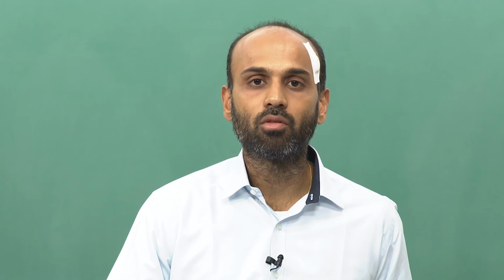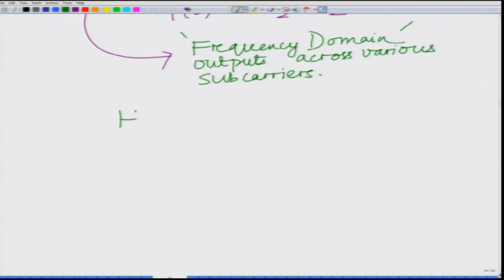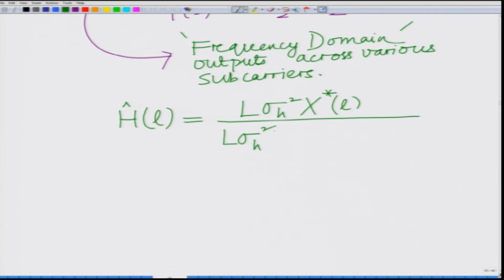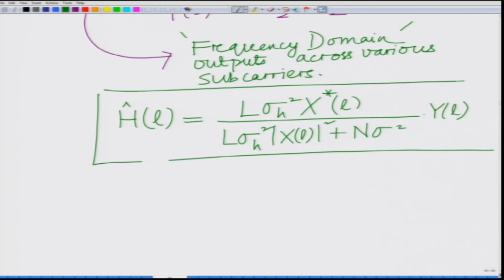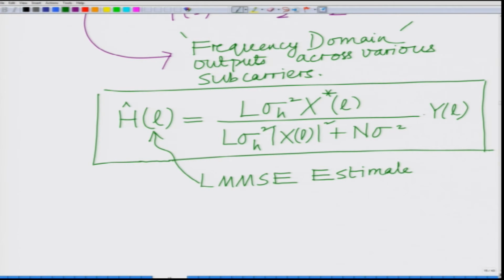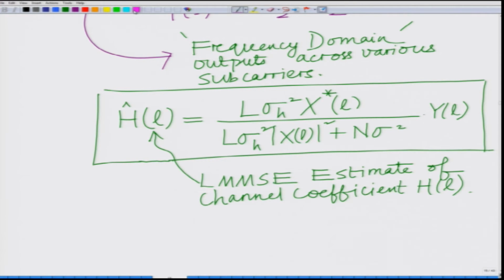Remember, the LMMSE estimate of the channel coefficient, that we derived in one of the previous modules, is h hat L equals L sigma h square x conjugate L divided by L sigma h square magnitude x L square plus N sigma square, into y L. This is the LMMSE estimate of channel coefficient h L.